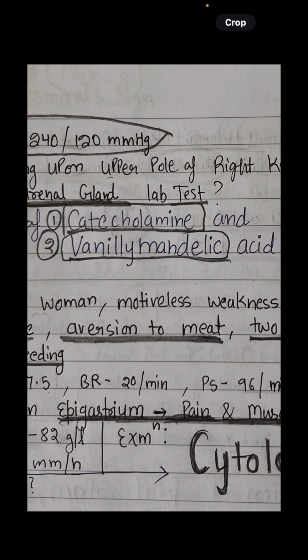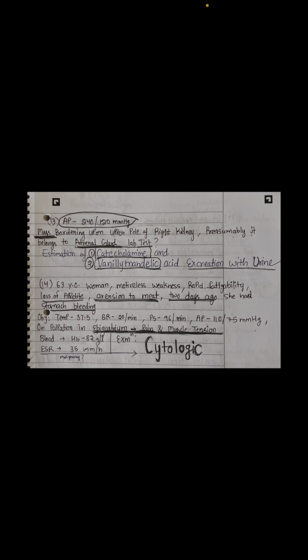So arterial pressure is 240 by 120, which is severely high. A mass is burdening the upper lobe of the right kidney, presuming it belongs to the adrenal gland. So they are assuming that it might belong to the adrenal gland. So what lab test are we going to do for that? If we suspect a tumor of the adrenal gland, which is a pheochromocytoma, we need to estimate the catecholamines in the lab test.